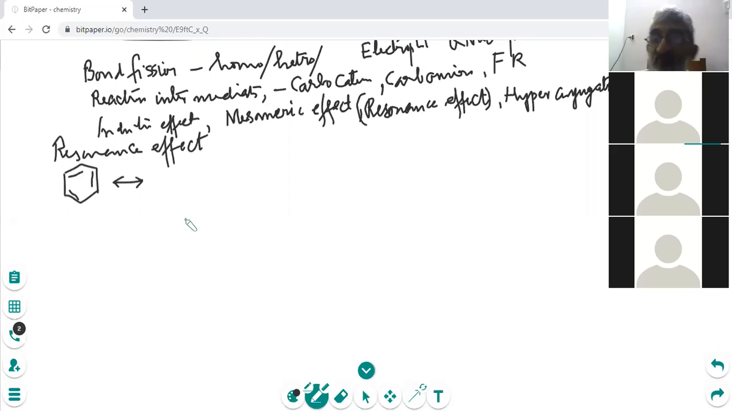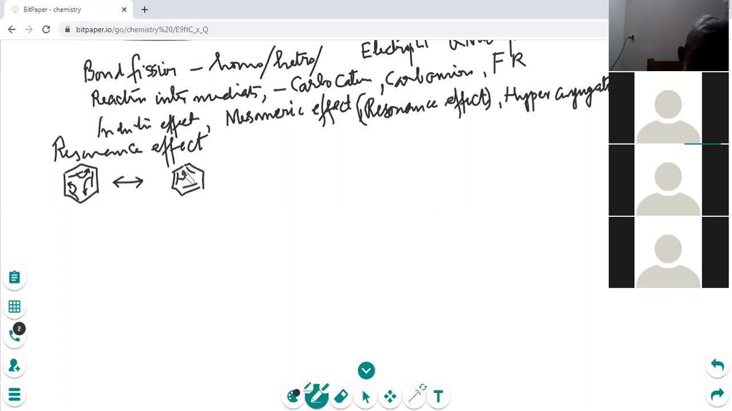Simple to write, right? Here, 1, 2, and 3. Just move the electrons. Move the pi electrons, not the sigma electrons. So that is the first thing you have to remember. So I shift these double bonds onto this side or this side. On either side, I shift the double bonds, right?